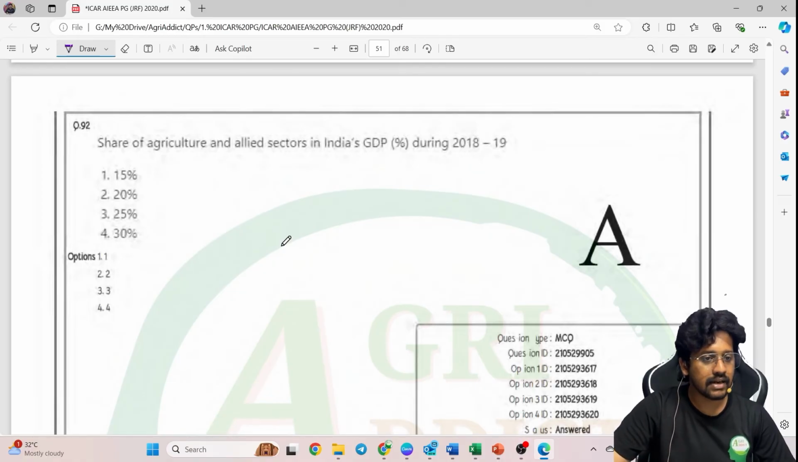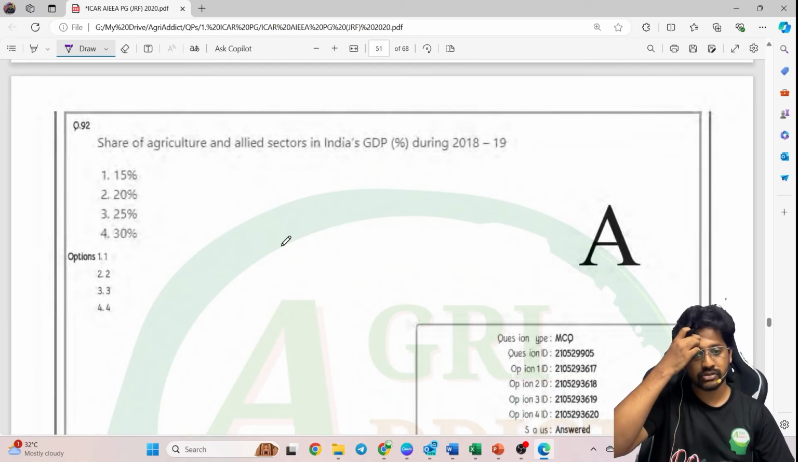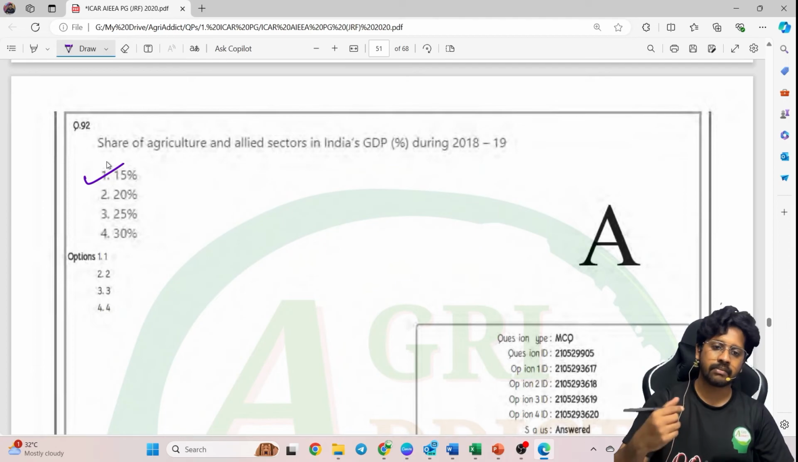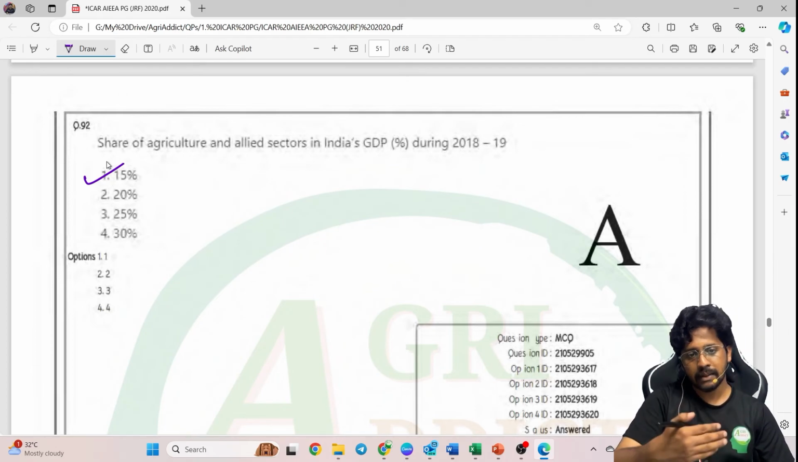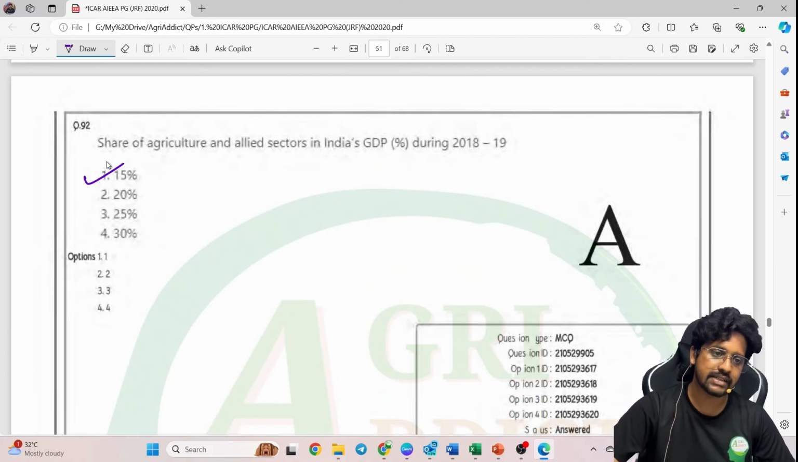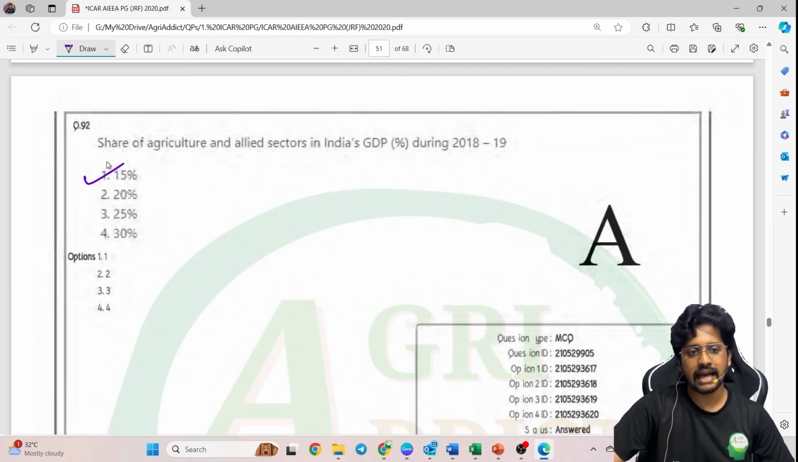The answer for 92, the share of agriculture and allied sectors in India's gross domestic product percentage during 2018-19 was 15%. And please remember to update the values for the previous years 2019-20, 21-22, 22-23 and 23-24 for your upcoming examinations. The share of the agriculture and allied sectors and the secondary sector, tertiary sector, etc.